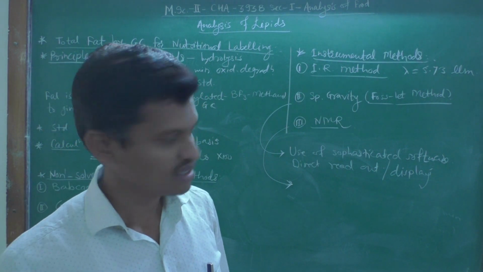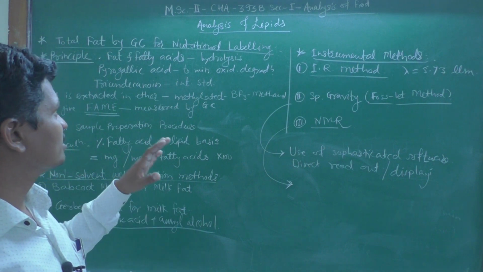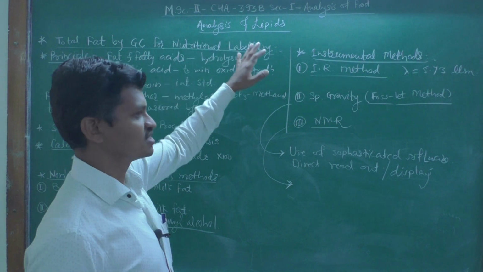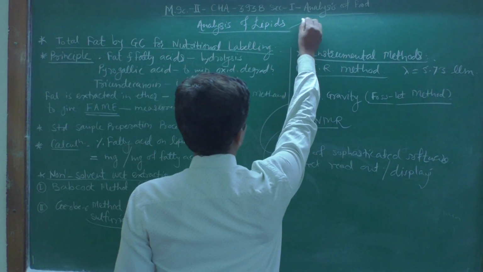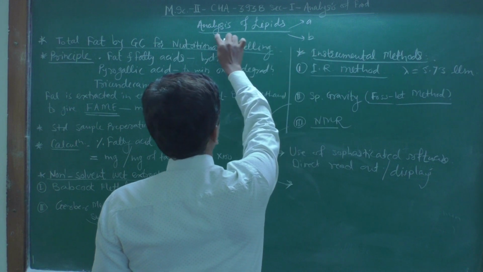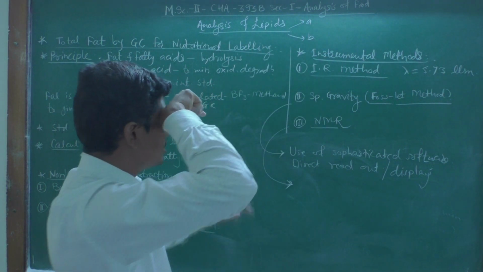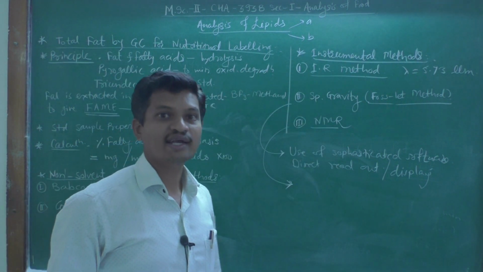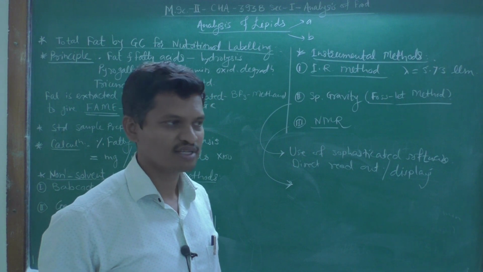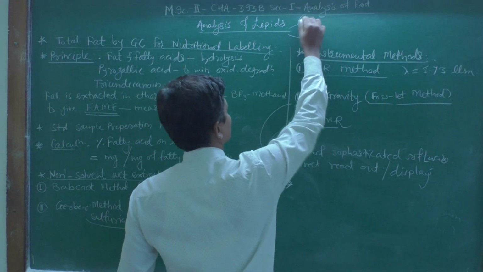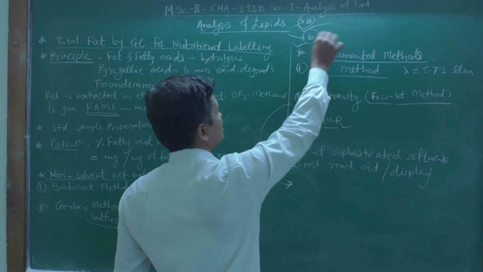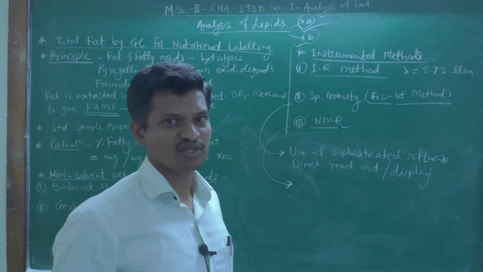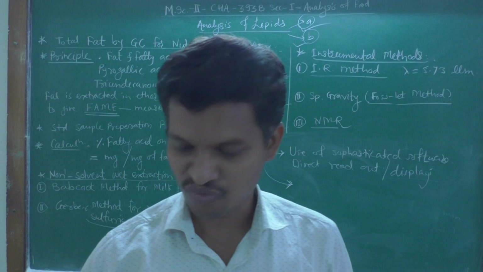I think this is sufficient for today, and this is the end of our half portion. The chapter, analysis of lipids, has two parts, part A and part B. Part A is related to fat analysis, and part B is related to the characterization of lipids or fats. So this half portion, the A portion, is over. Tomorrow onwards we will see the B portion, the remaining part, that is characterization of fats.